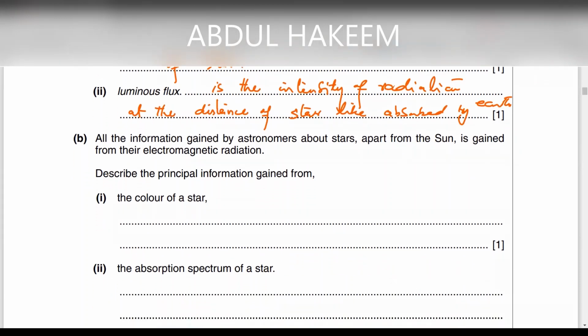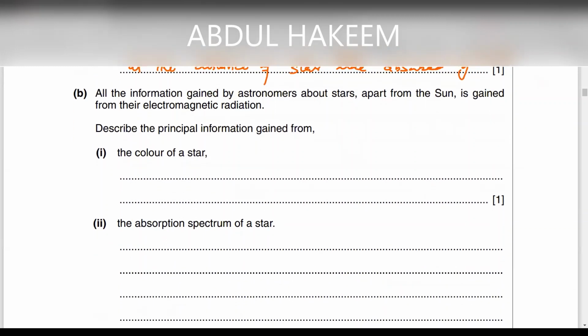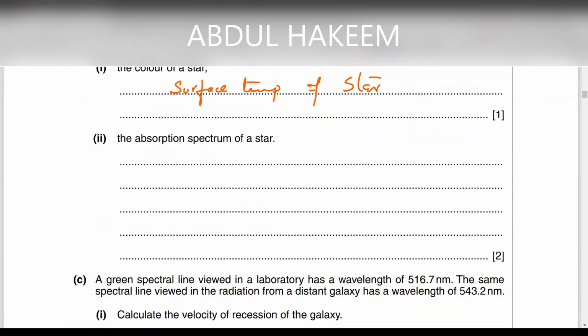Next, all the information gained by the astronomer about the star, apart from the sun, is gained from their electromagnetic radiation. Describe the principal information gained from the color of the star. So definitely, the color of the star will give you the surface temperature of the star. The surface temperature of the star will be determined from the color and the absorption spectrum of the star.